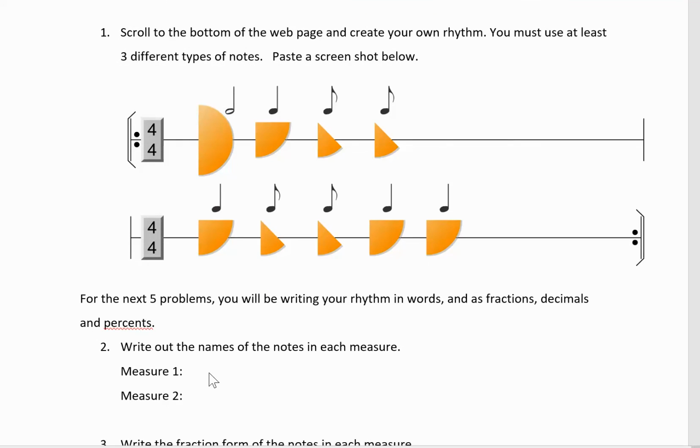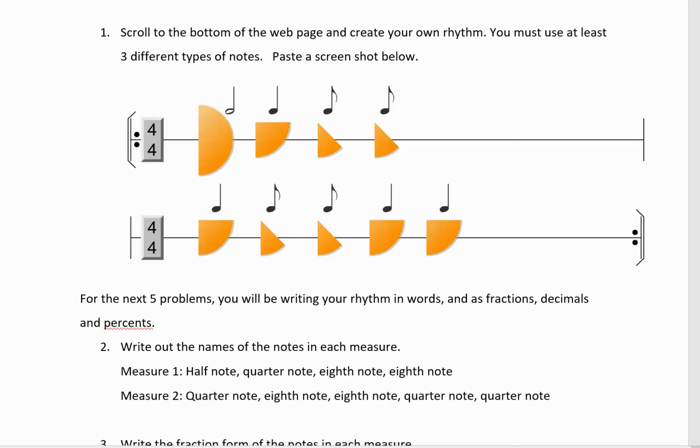In number 2, we want to write out the names of each note. So looking at measure 1, I have a half note, a quarter note, eighth note, eighth note. I'm going to type those out. Okay, then for measure 2, I start with a quarter note, eighth, eighth, quarter note, quarter note. So now I've written out my 2 measures using the names of the notes. Let's move on to number 3.